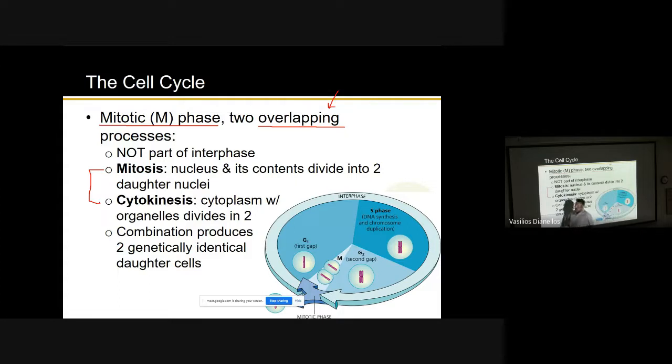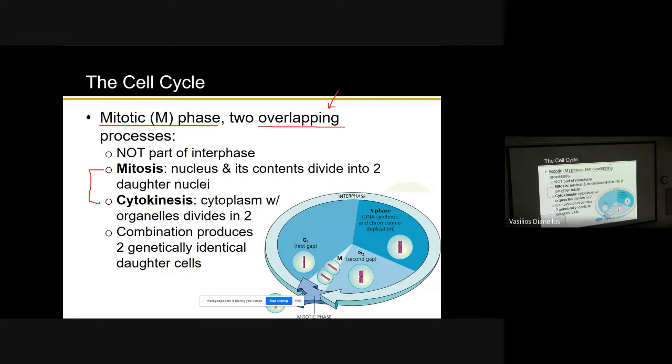So for the exam, I'm not necessarily going to ask you to differentiate between the two. You need to know what cytokinesis is, but in your mind, you can just think of cytokinesis as the end of mitosis. Whether you recognize that as an overlapping part of mitosis or not, I don't care about that. Just know that it comes at the end.